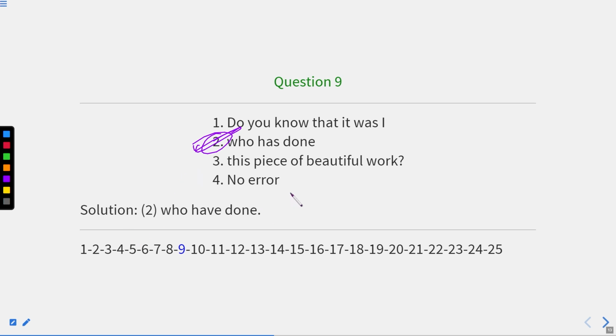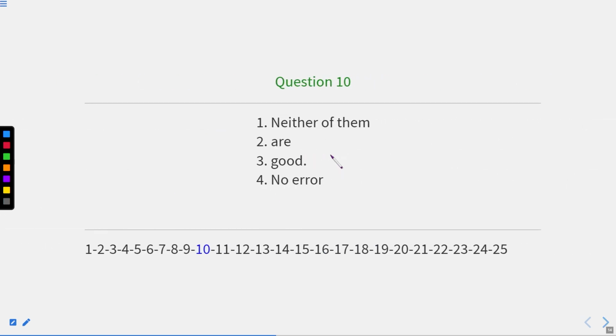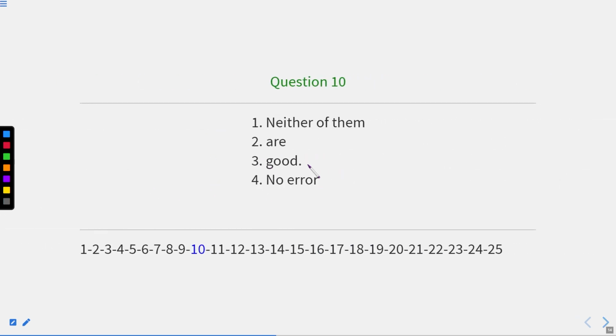Okay, so now let us move to the next one, that is question number 10. Neither of them are good. Now here, whenever we use the word either or neither, after it we can have of, and after that we have a plural noun but a singular verb.